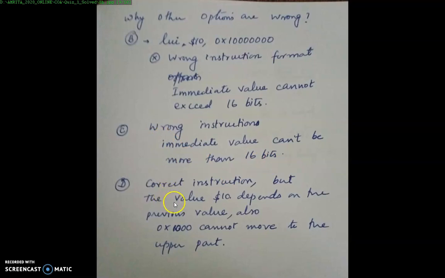D, the instruction is correct, but the value in $10 depends on the previous value because you are doing an OR immediate. OR will leave certain bit positions as the previous ones, because we have no idea about the previous contents of $10. So unless we know the previous content, you cannot guarantee any result after the OR operation. That is the reason why option D is also incorrect.